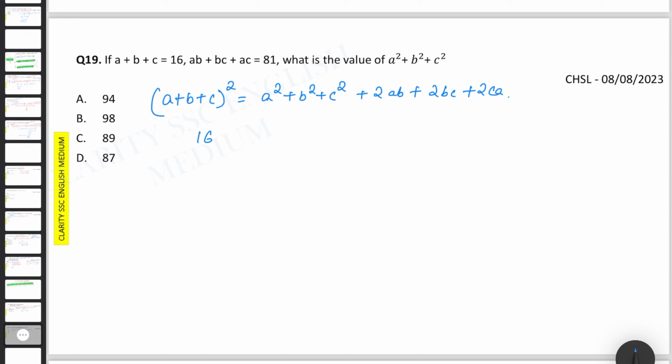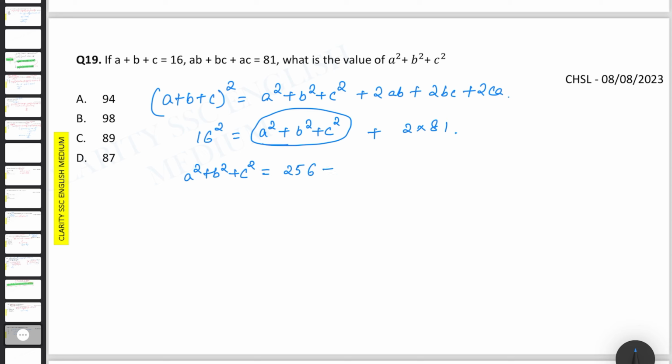So this one is 16 square. This one, we need to find the value of this, plus twice 81. So a square plus b square plus c square is 16 square, which is 256, minus 162. 94 is the correct answer. Option number A, 94, is the correct answer.